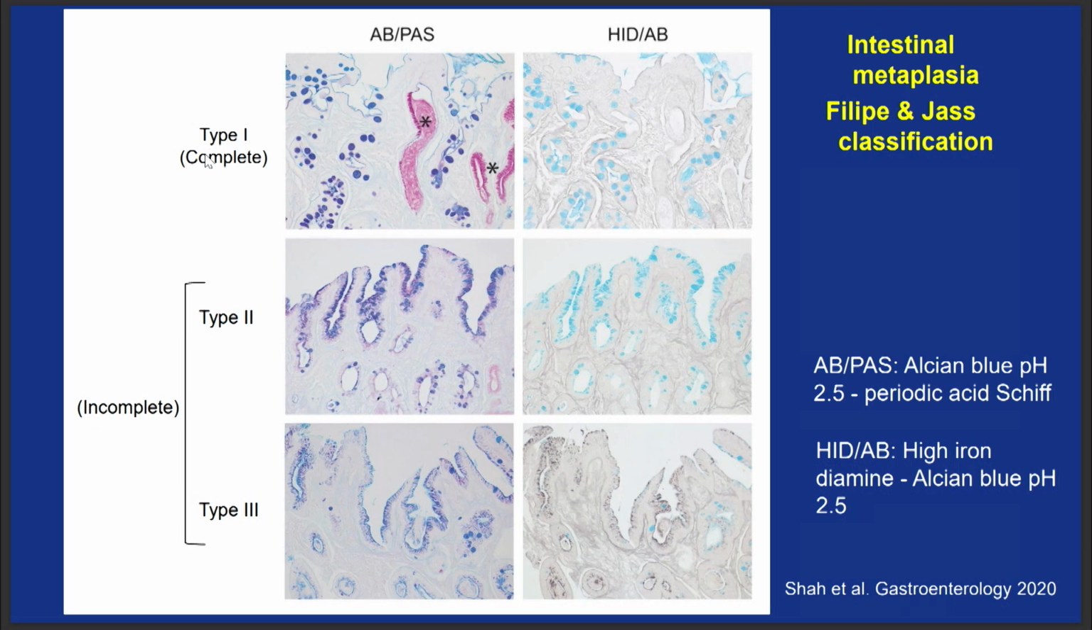So in type 1, only goblet cells will be stained for intestinal mucins. And here, I'm just showing with asterisks a few islands of normal gastric epithelium remaining. This staining, the Alcian blue PAS, is not good to make any difference between types 2 and 3. For these 2 types, you can see mixed intestinal and gastric mucins in goblet cells and in columnar cells, in the intermediate columnar cells.